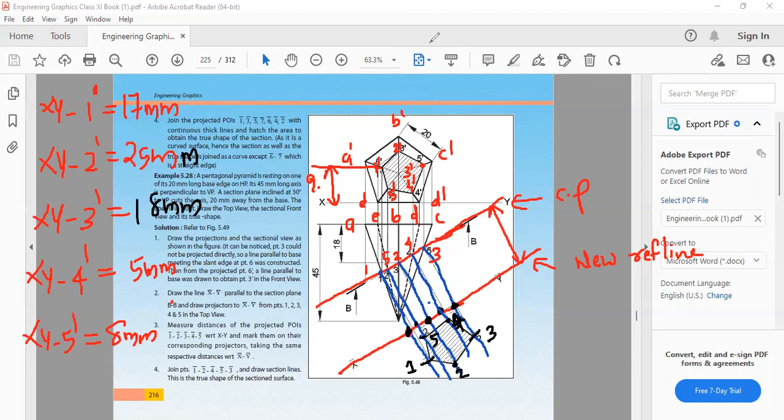Join all these points. 1, 2, 2, 3, 3, 4, 4, 5, 5, 1. Then draw hatching line. So this is my true shape. This is my true shape of section.